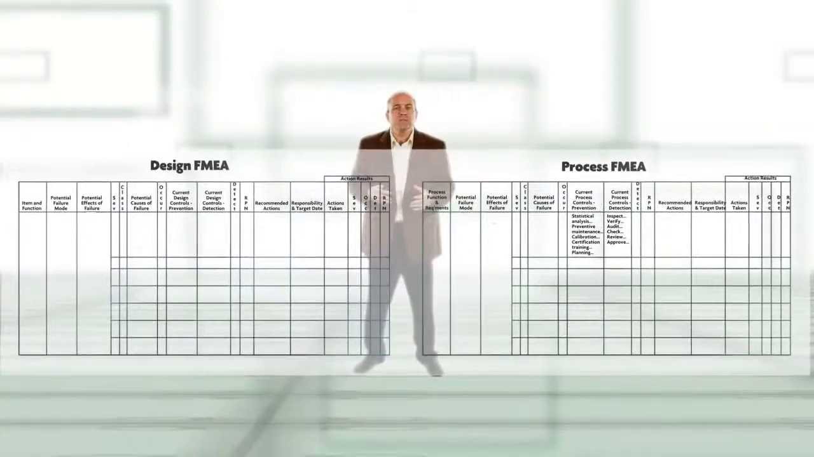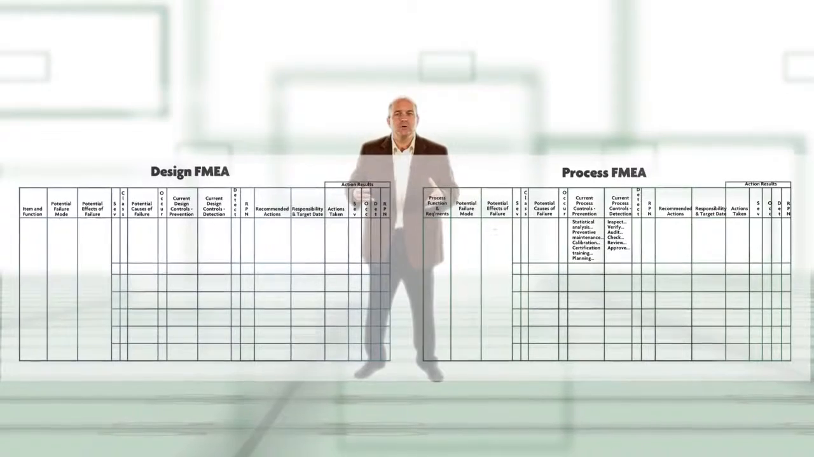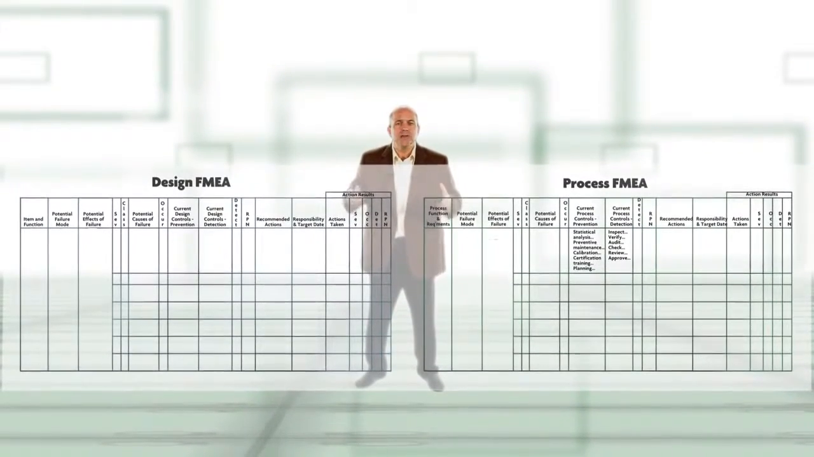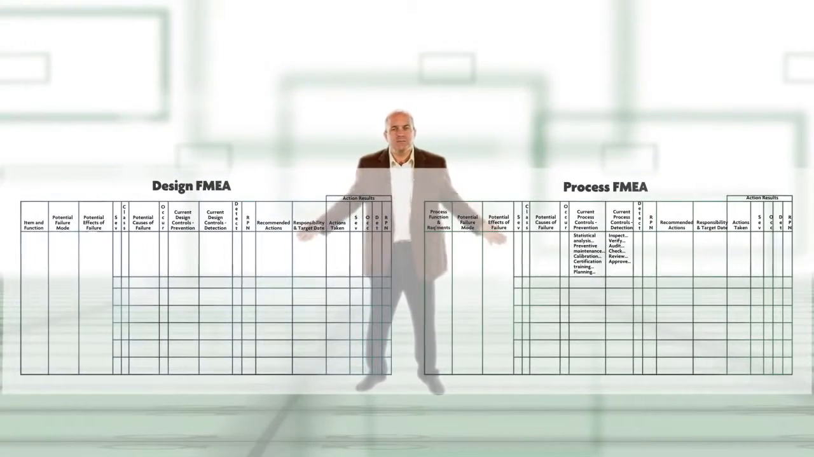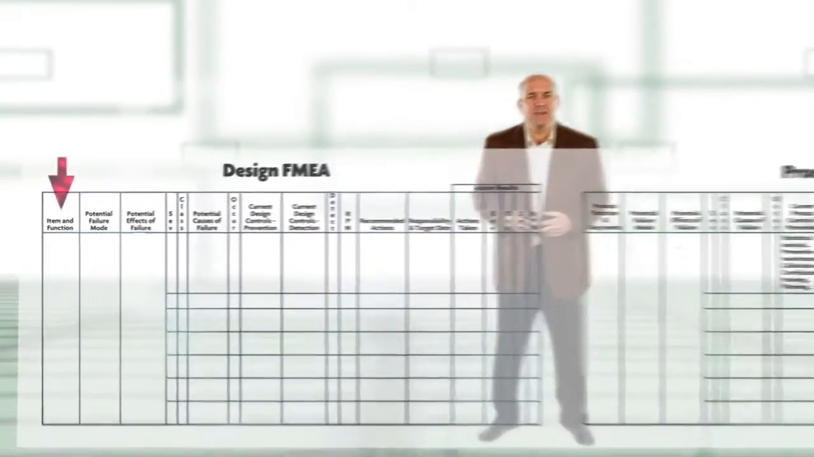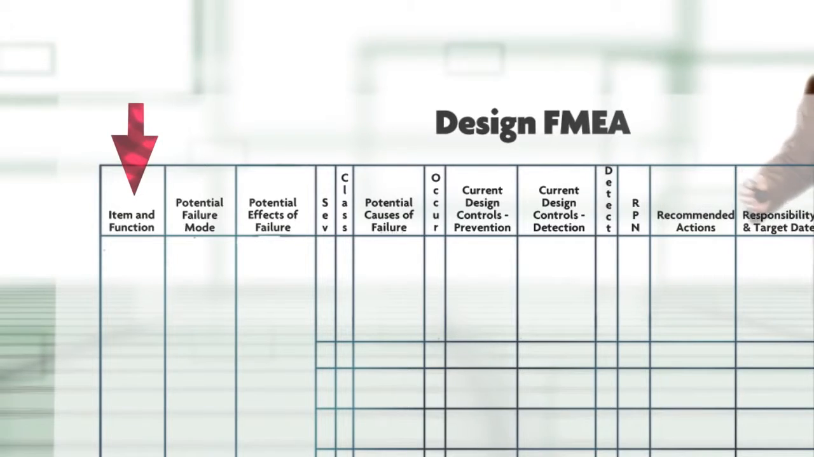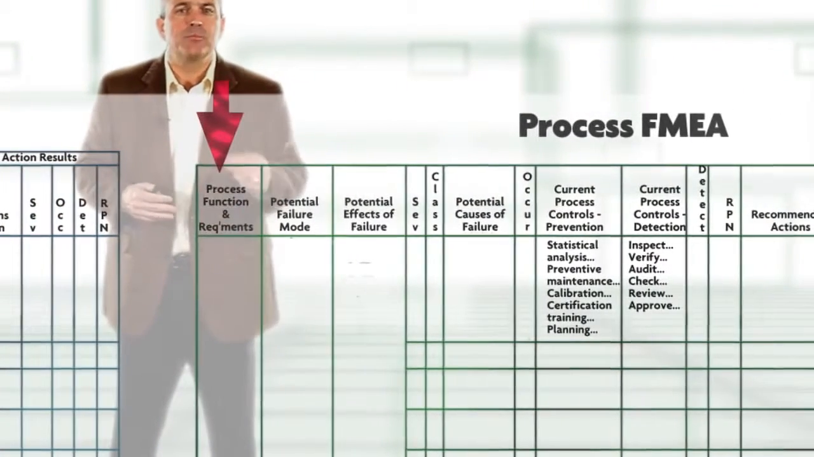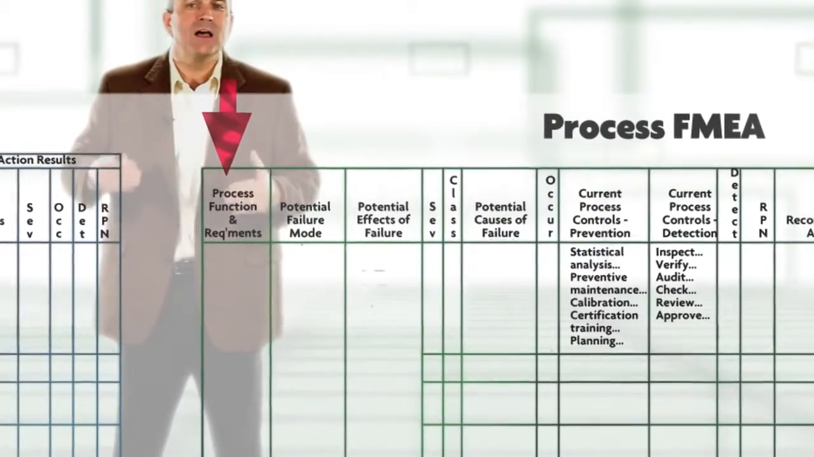In fact, if we show the two FMEA forms at the same time, with the design FMEA on the left and the process FMEA on the right, the only two main differences are in the first column, in which the design FMEA would list parts or components or subassemblies, and the process FMEA would list the process steps from the process flow diagram.